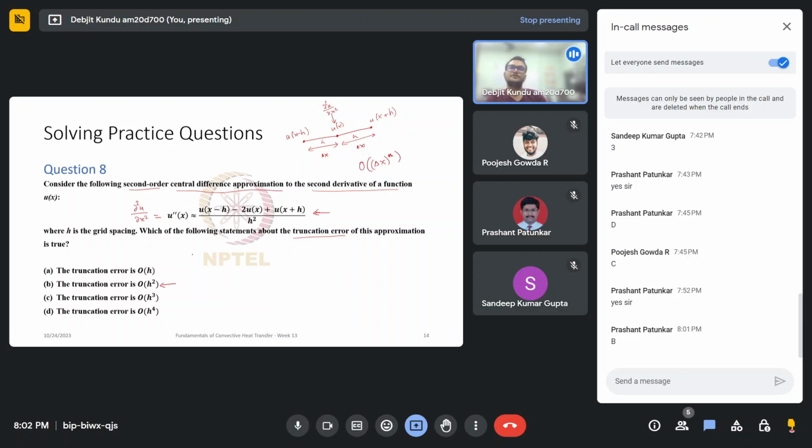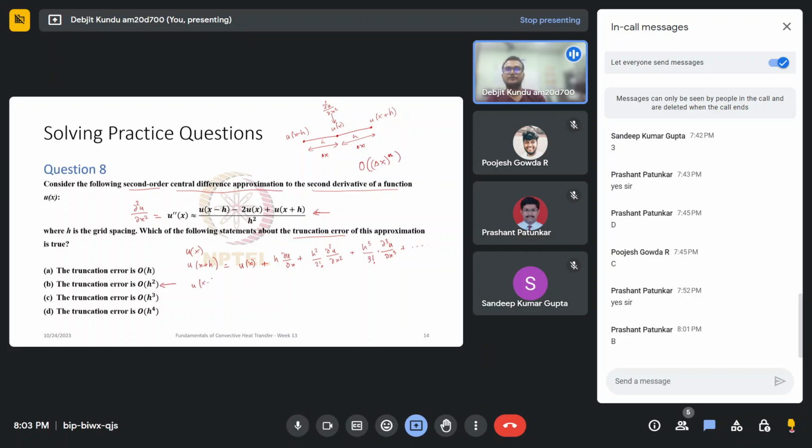So the way to go about this formally is to use a Taylor series expansion. So I have u(x), then u(x+h) is given by u at x plus h into ∂u/∂x plus h squared by 2 factorial into ∂²u/∂x² plus h cubed by 3 factorial into ∂³u/∂x³ plus dot dot dot.